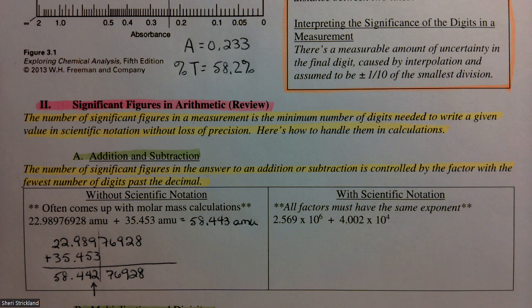Now, it's also true, and we'll talk about this a little bit later, that if you're going to take this answer on in a further calculation, we're going to keep something called a guard digit, but we're not going to do that for right now.